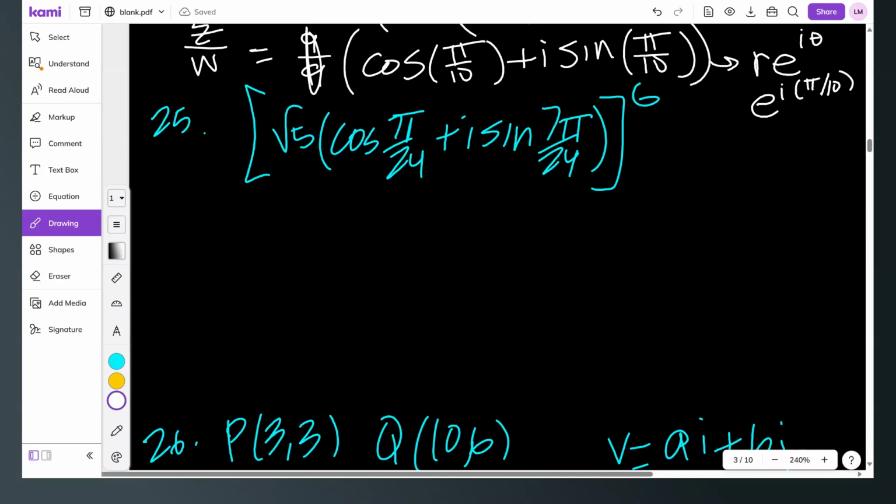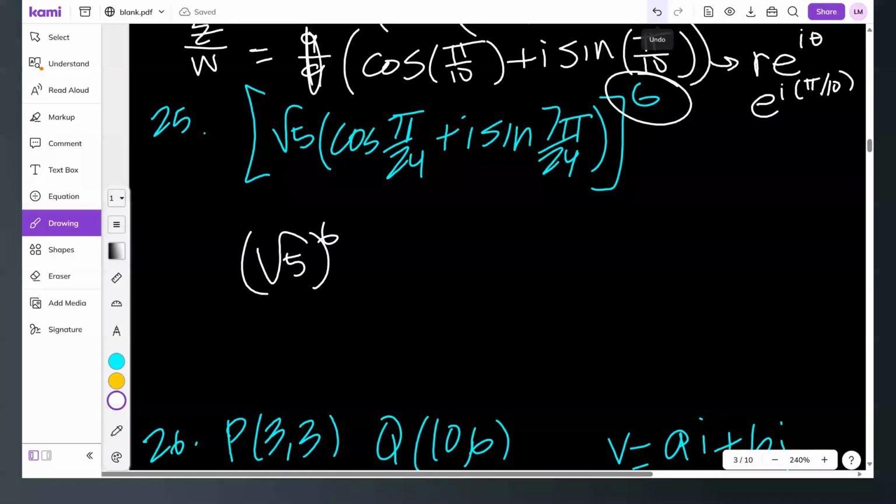25, you're basically doing what you did in 24 when we multiplied vectors. It's just a shortcut. So if I had to write this out 6 times and then multiply, think about what you would do for that. I would multiply my r's, so square root of 5 times square root of 5 times square root of 5, 6 times. So the shortcut would be the square root of 5 to the 6th power. And then I would add my angles, 7 pi over 24 plus 7 pi over 24. I would do that 6 times. So I can just multiply that.